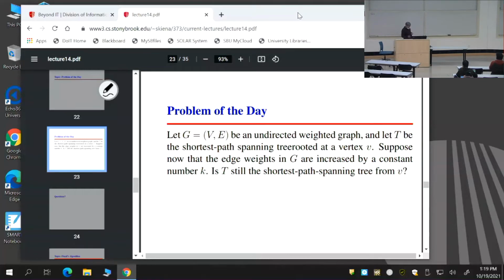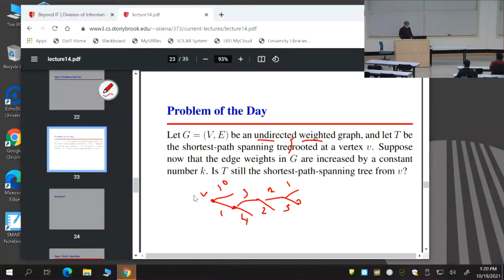It's asking: we're given an undirected but weighted graph, and we let T be a shortest path spanning tree rooted at vertex V. What does that mean, first of all? We started talking a little bit about shortest paths last class, and we'll talk about for sure how to find them. But what is a shortest path spanning tree? We're going to start at some vertex V, and this tree is going to tell us the way to find the shortest path to every other vertex in the graph. You could imagine maybe this edge is 1, this edge is 10, this edge is 3, 2, 1, let's say 4, 2, 3.